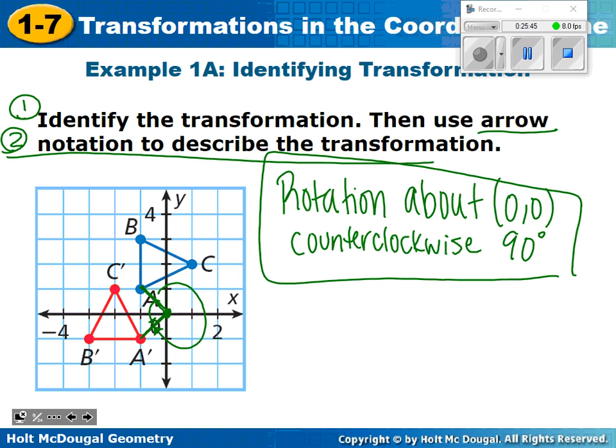Okay, last thing is, what does it say to use to describe? Arrow notation. So remember, when you do arrow notation, you're going to name the pre-image. It is a triangle ABC. And then you're going to use that arrow, which means maps onto. And then you're going to name the new triangle matching up your points. So it'll be triangle what?